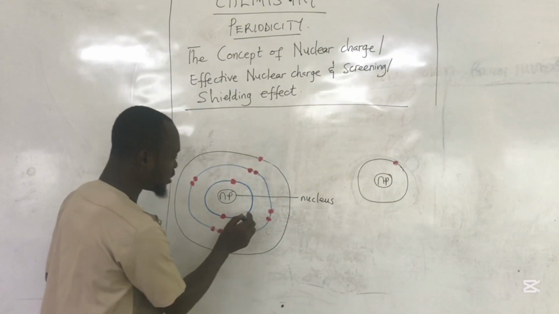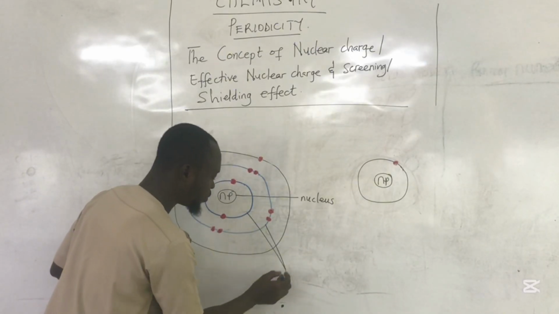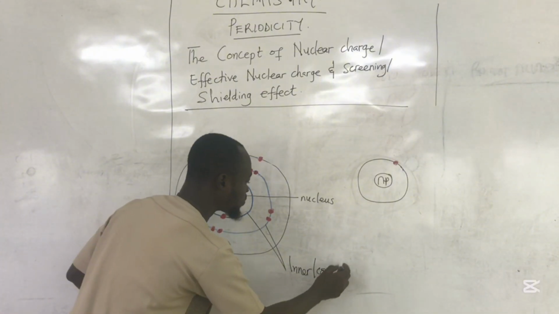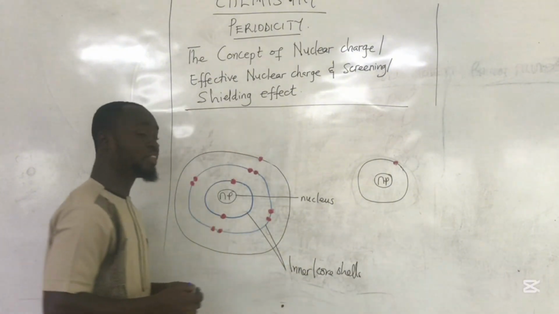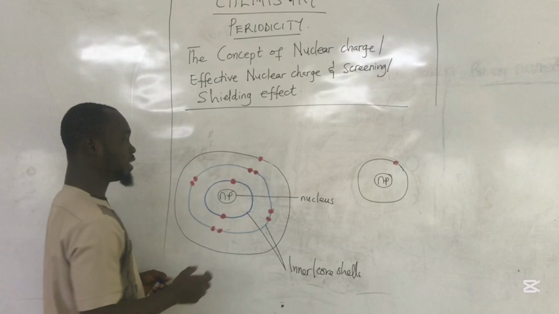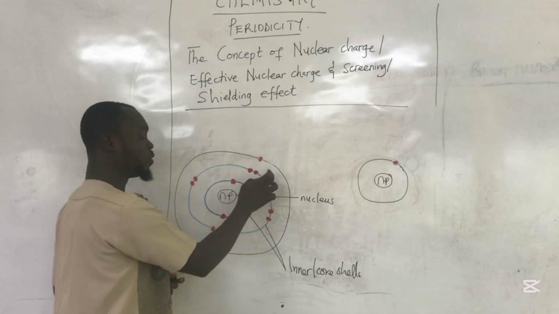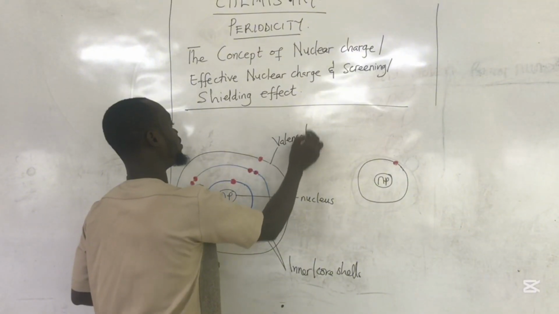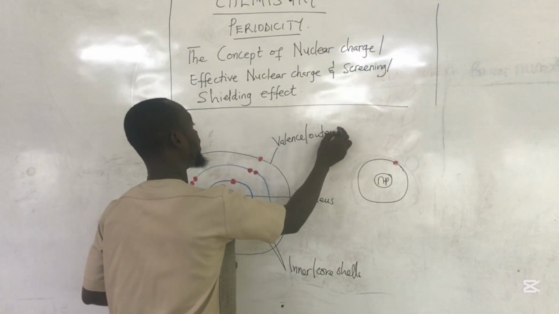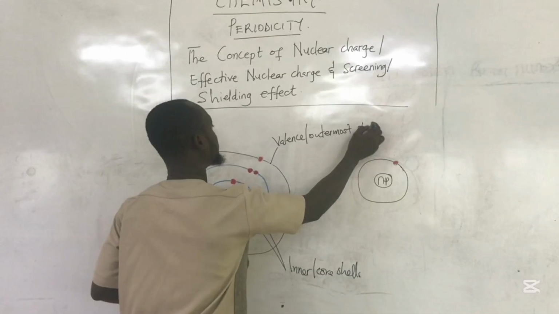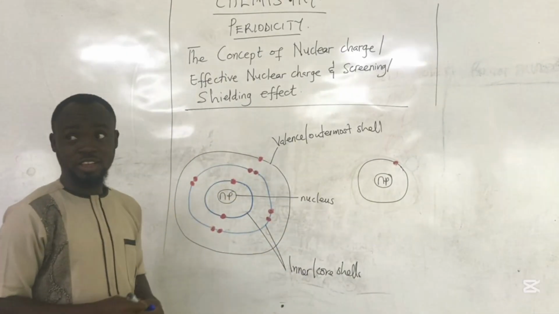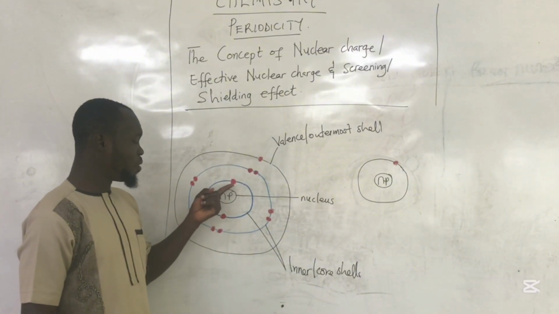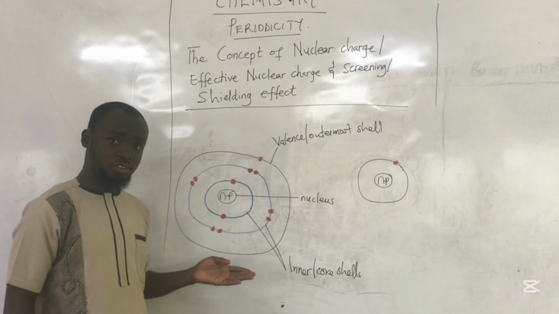Is that okay? Now these two blue shells represent the inner or the core shells. And then the last one, which is not blue in color, represents the valence or the outermost shell. Is that okay? Now, another thing you could observe here is that there is a red dot indicated on the shells. Is that okay?